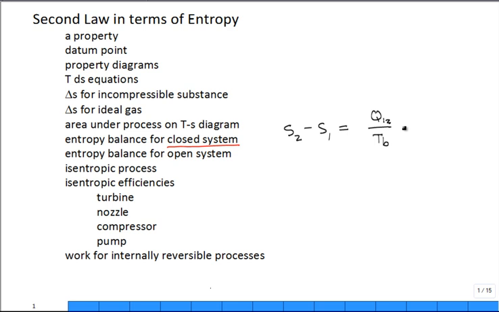What else do you have? Do you have any minus? You have plus a sigma 1 to 2. Where is work in this equation? That's organized energy transfer, it has no entropy transfer with it. Heat is disorganized energy transfer. Work is organized energy transfer.